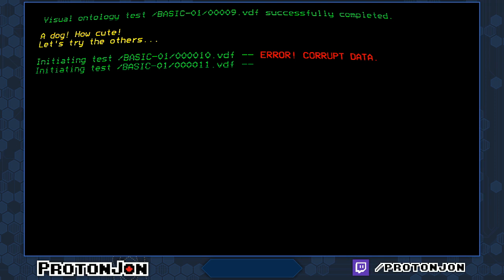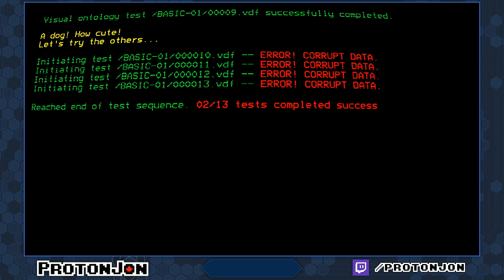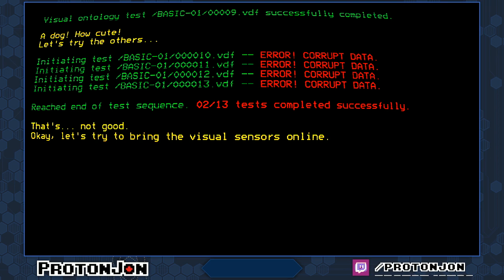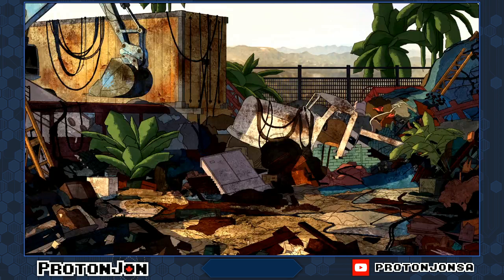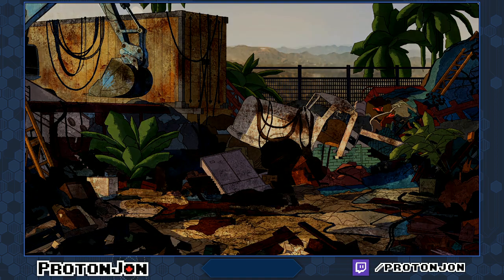A dog, how cute. Let's try the others. Two of 13 tests completed successfully. That's not good. Okay, let's try to bring the visual sequence online. Oh, hey. We're in the dump. 85% memory corruption? How? What happened? Should try and find a way out. Oh, it's a garbage bag. Wait, does that mean this is a garbage dump? Did someone throw me away?